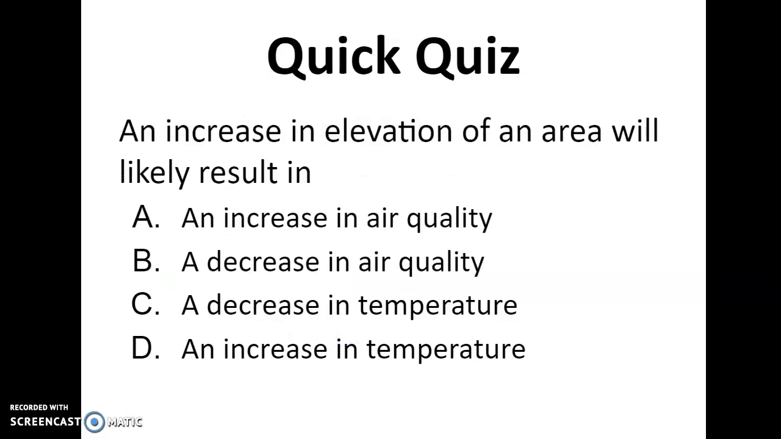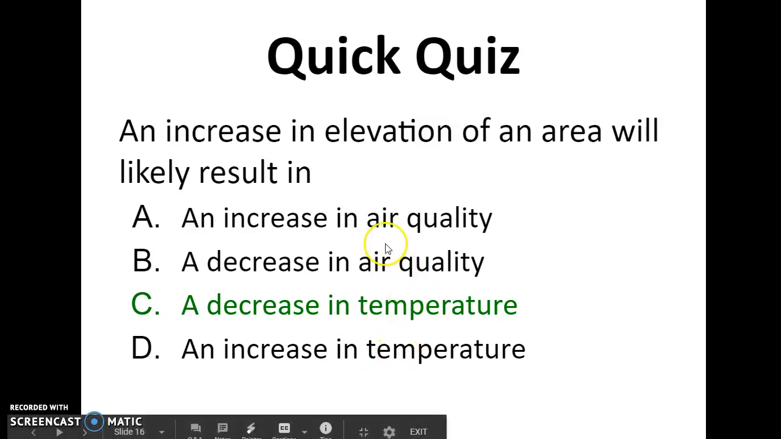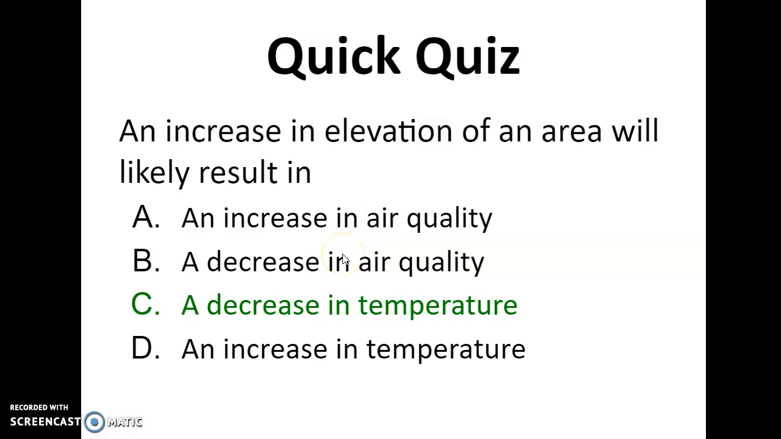Next question. An increase in elevation of an area will likely result in A, an increase in air quality, B, a decrease in air quality, C, a decrease in temperature, and D, an increase in temperature. So if you said C, a decrease in temperature, you are correct. So we haven't studied anything about air quality, so we can cross out A and B. And we know from our relationship that we just talked about with climbing up mountains and how it gets a lot colder as you get higher, we know that the answer to this is C, a decrease in temperature.